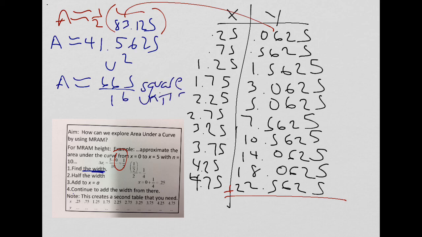All right, now some people say that MRAM is the best approximation. It depends on your function. A lot of times it is, but not all the time. So do be careful, because if functions change from increasing to decreasing or increasing again, etc., then it doesn't necessarily give you the best approximation. If your function is entirely increasing on an interval from A to B or entirely decreasing, then yes, that's true.